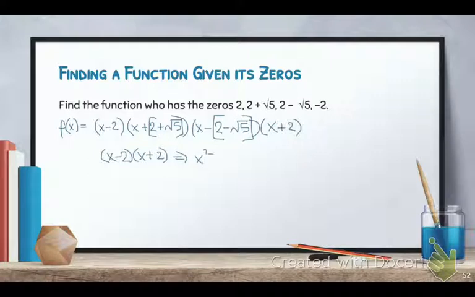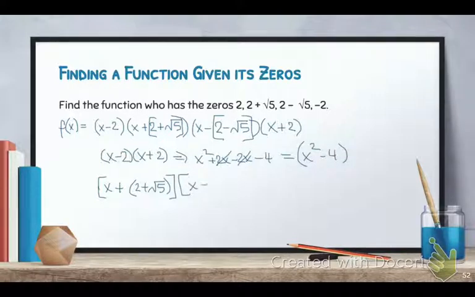So this would give me x squared plus 2x minus 2x minus 4. So the two middle terms actually cancel each other out. So it simplifies to be x squared minus 4, right? So there's the half of it. And then we're going to FOIL the other part out. So I'm going to think of it as x plus this term, which is 2 plus square root of 5. And then x minus this term, so 2 minus square root of 5, right?